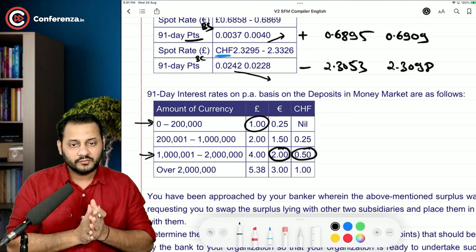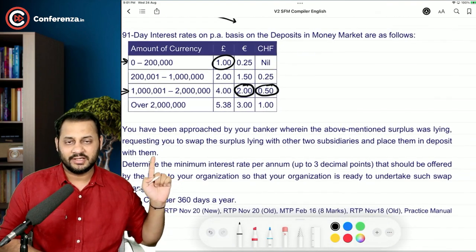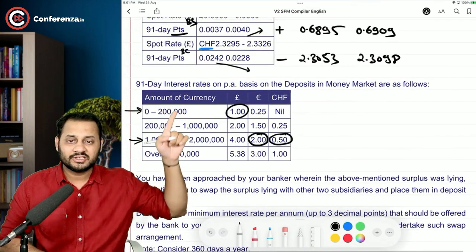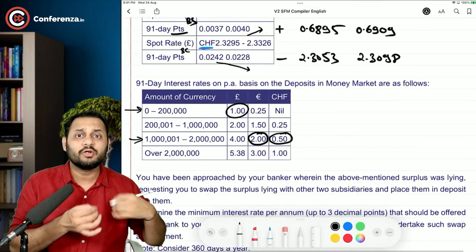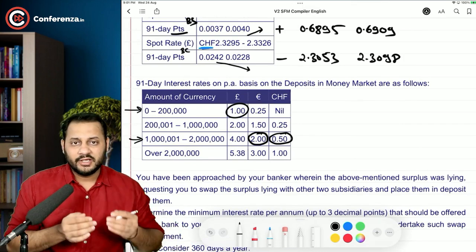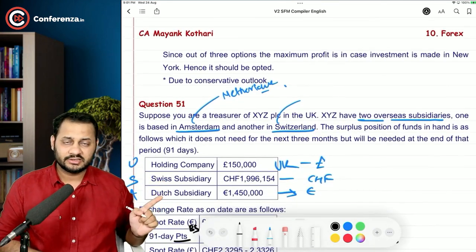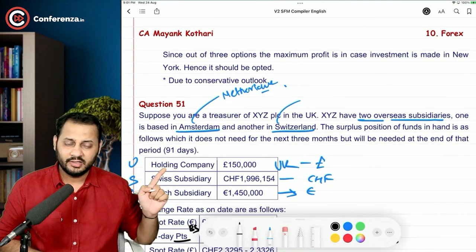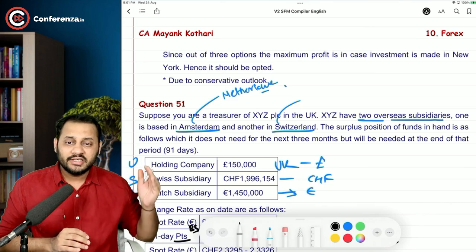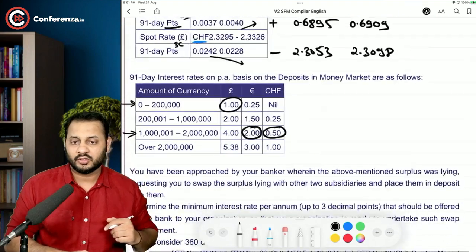Okay. Now, you have been approached by your banker wherein the above mentioned surplus was lying. See, we have the surplus fund for the next 91 days. We can invest those surplus funds in their own country. There are two options. Do you remember the pooling method? We can pull all the other, like Swiss subsidiary and Dutch subsidiary surplus, into UK, convert them in pound, and then invest the net amount. But we can invest everyone's surplus amount in their own country also. Now, what is the question?